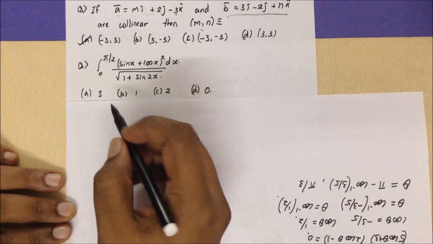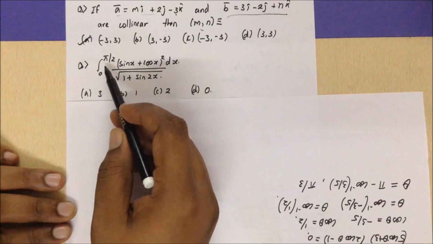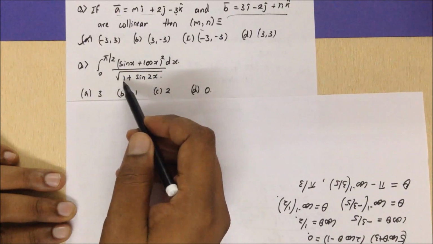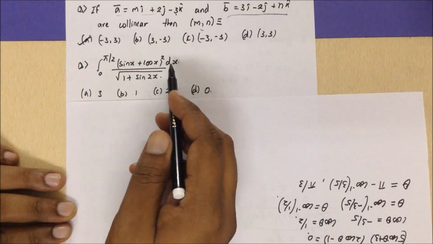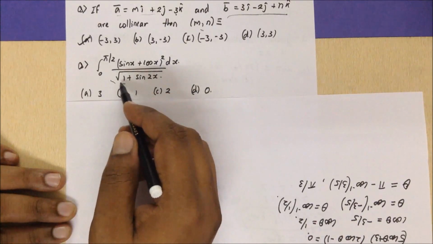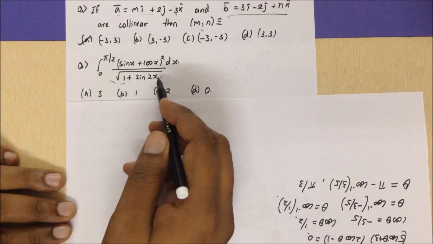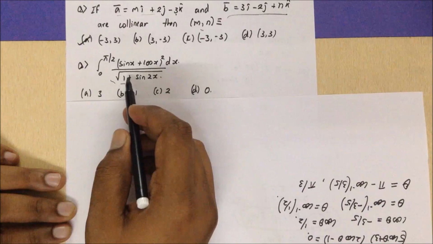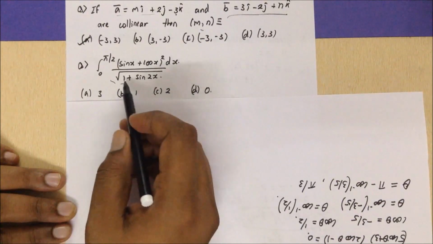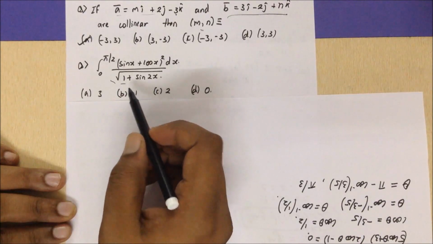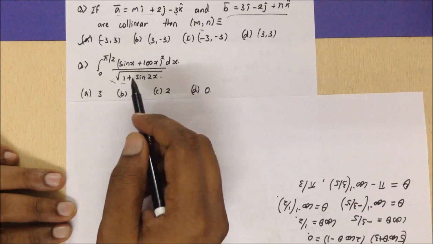Moving to the next question, we have the integral from 0 to pi by 2 of (sin x plus cos x) the whole square divided by root of 1 plus sin 2x dx. Now what you can do is, you can always recollect that whenever there is a 1 plus sin 2x, we can just apply that formula for sin x plus cos x the whole square for 1 plus sin 2x, or if it is 1 minus sin 2x, it can be written as sin x minus cos x the whole square.